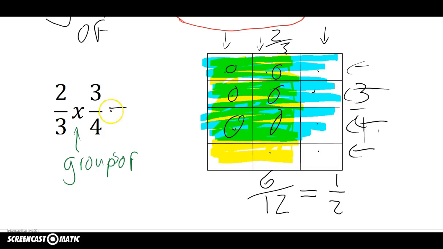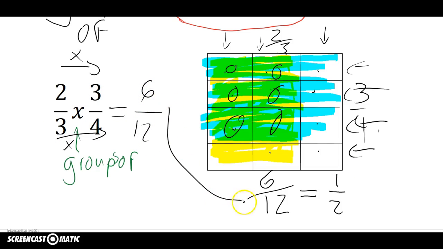Let's see if we multiply numerator times numerator across the top and denominator times denominator across the bottom if we get the same answer. So 2 times 3 is 6. 3 times 4 is 12, and I can see that these two things are equal.